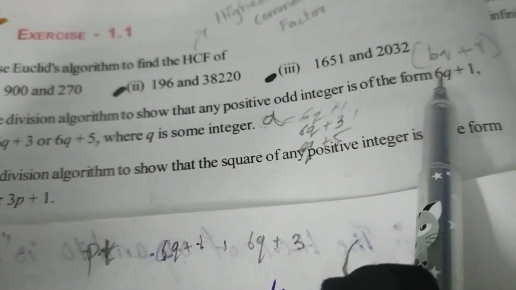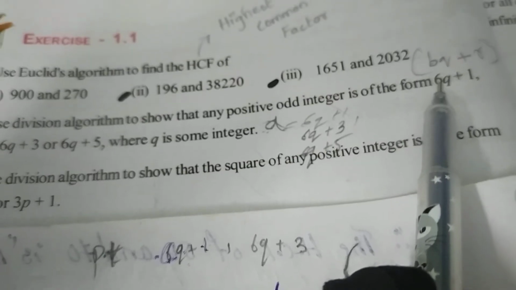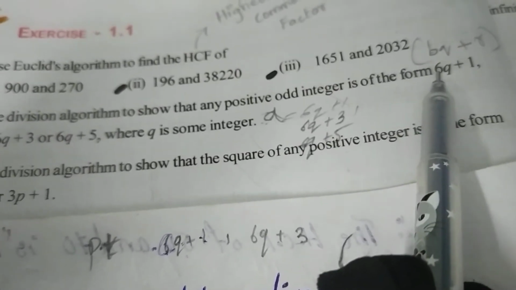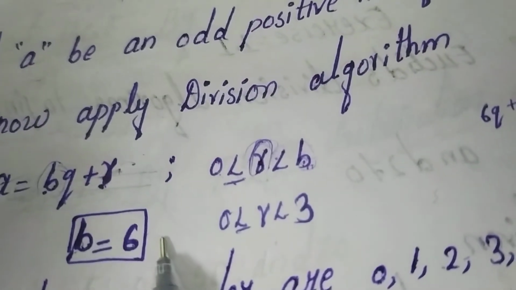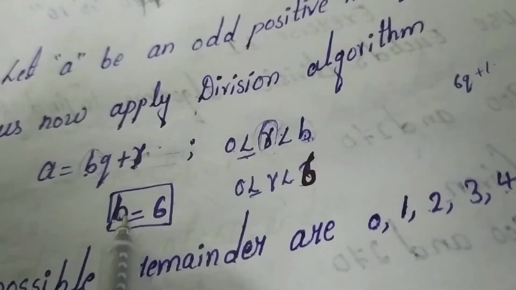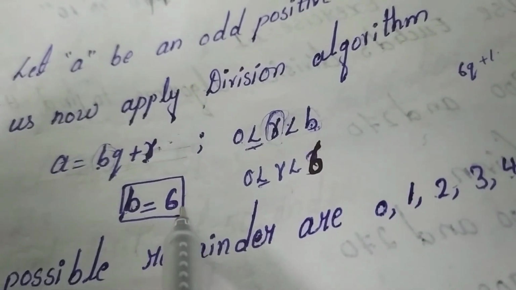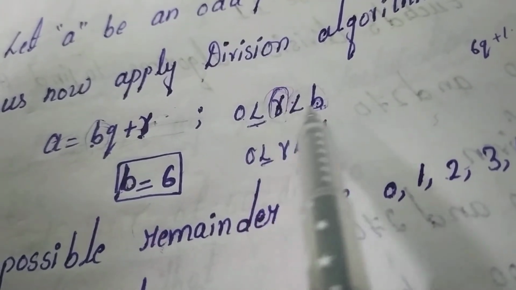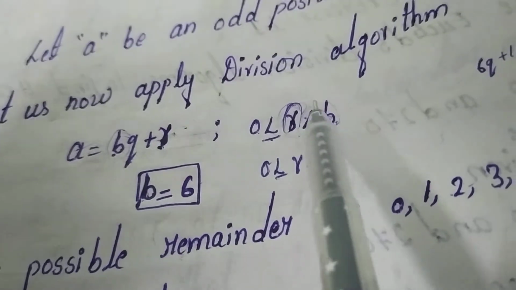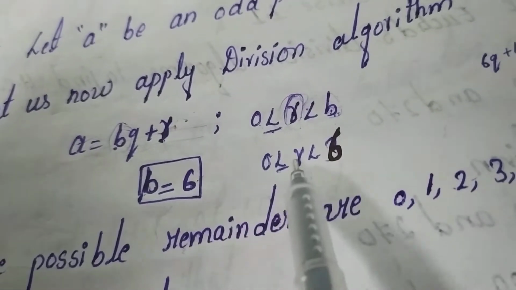In place of b we have 6. So we take b equals 6. From the question we get b equals 6. What is the condition? 0 less than or equal to r, and r less than b. In place of b we substitute 6.